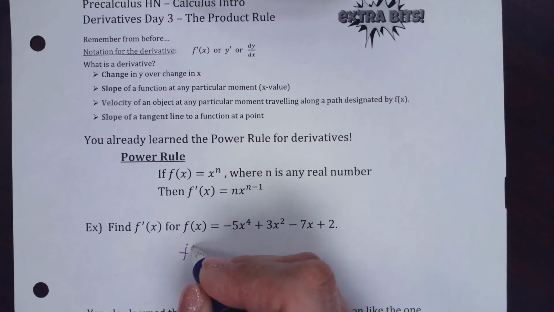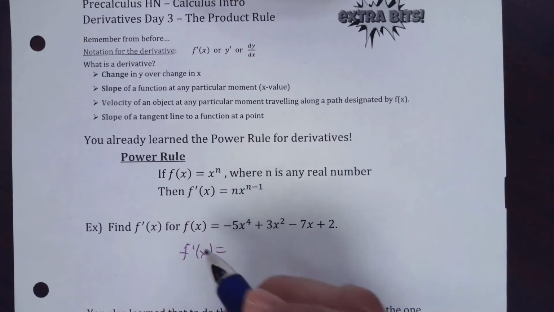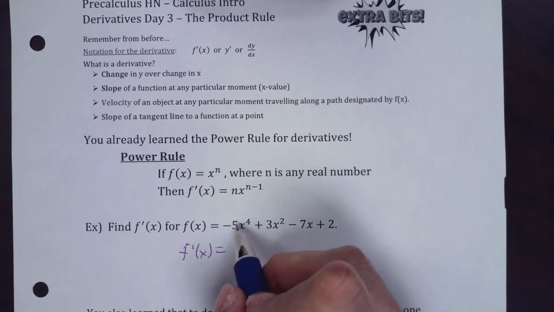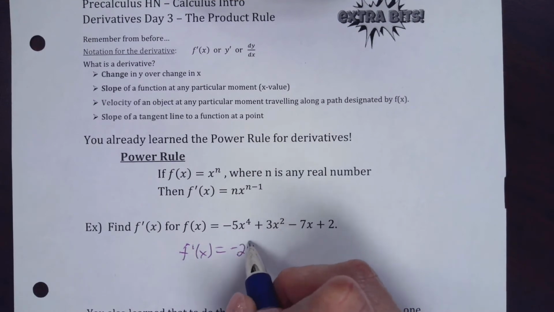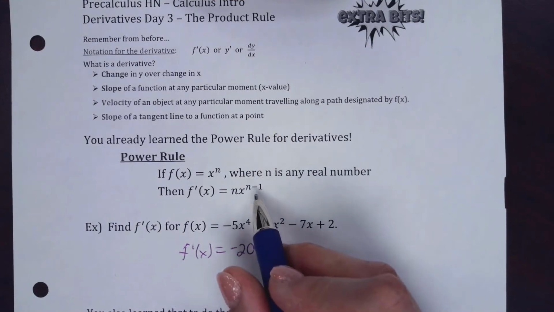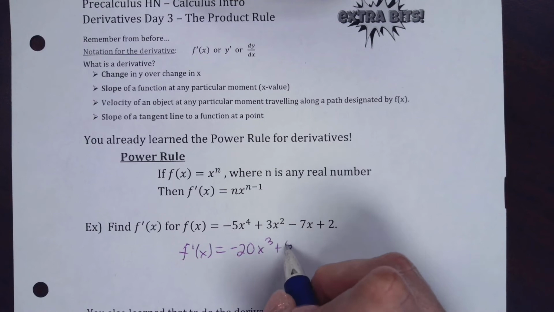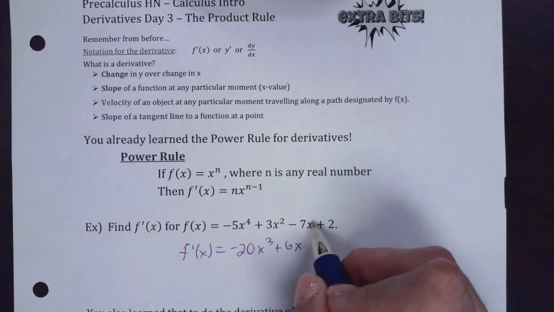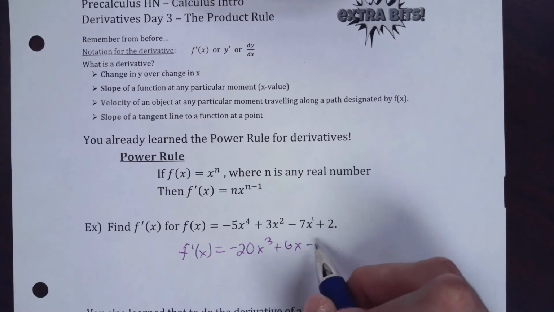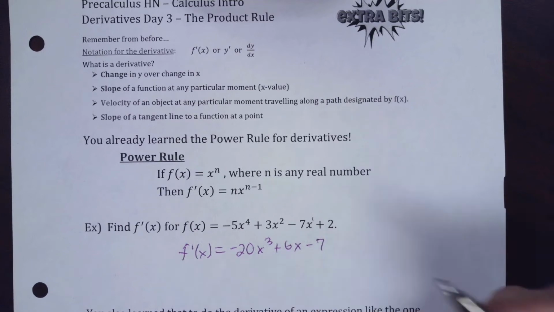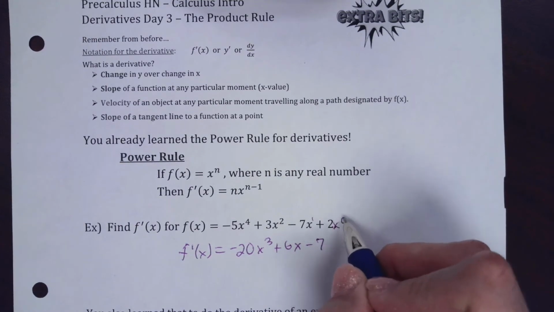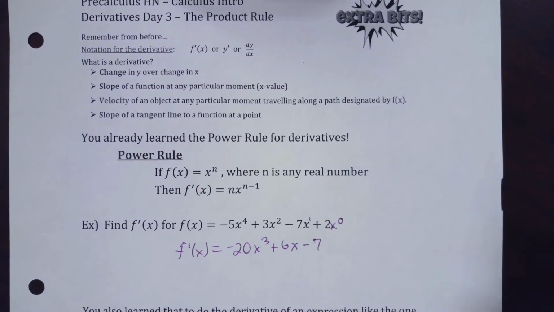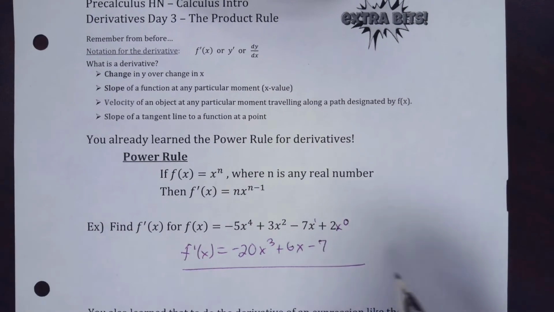So f prime of x would be, let's see, so we multiply here, you get negative 20x to the third, you take 1 away. All right, then we get 6x to the 1. And this one has an x to the 1 already, so it's minus 7x to the 0, so I don't write it. And remember, this has an x to the 0, so when I multiply that, it goes away. Okay, so there's my derivative.